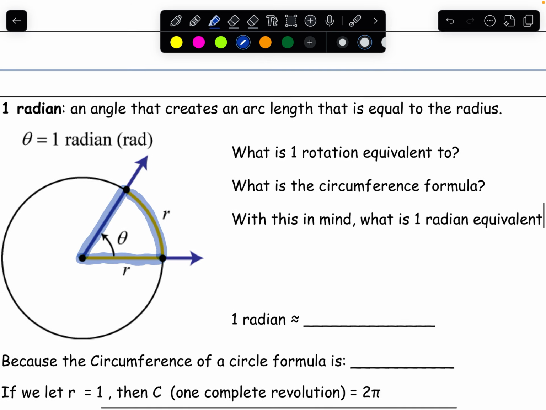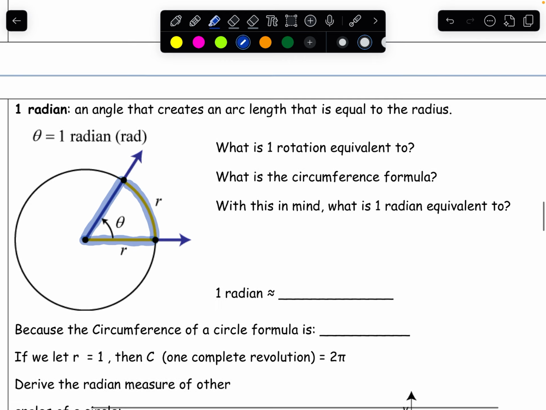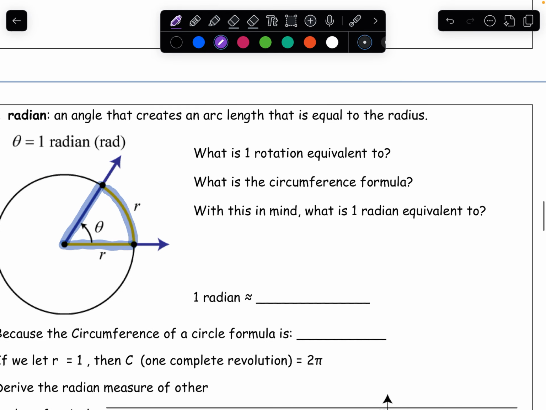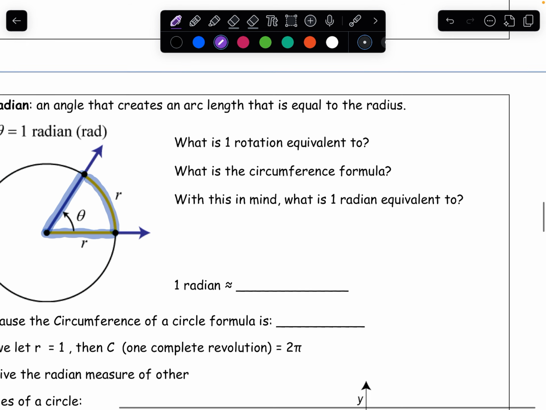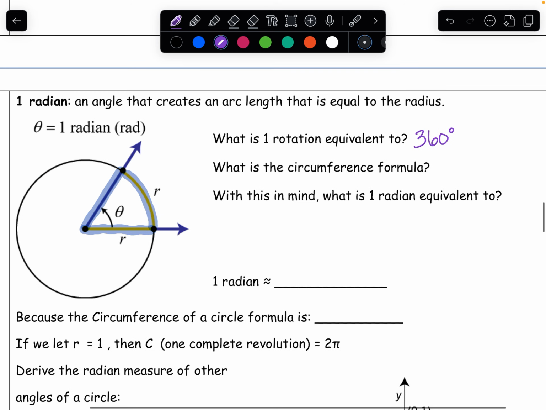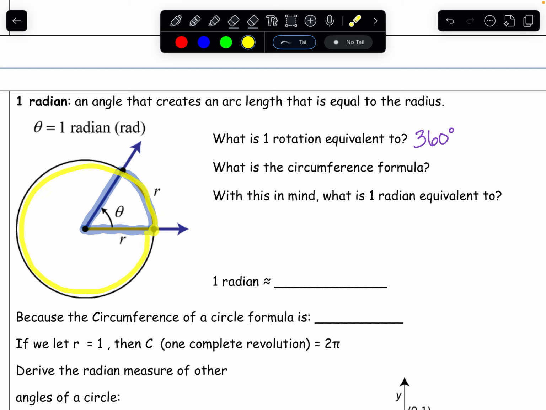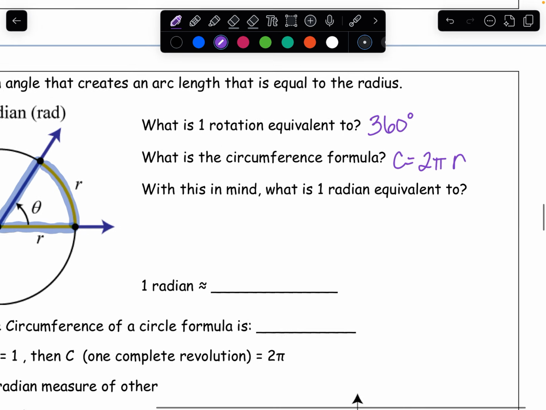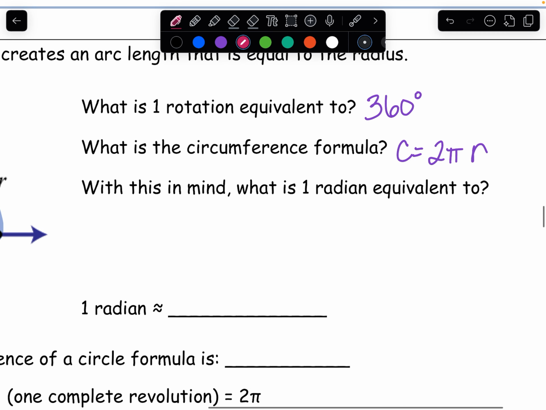So let's understand what 1 radian is equal to. These questions help set it up. So what is 1 rotation equal to? 360 degrees. That's 1 full rotation from here all the way around. Now our circumference formula is C equals 2 pi r. So with this in mind, what is 1 radian equivalent to?